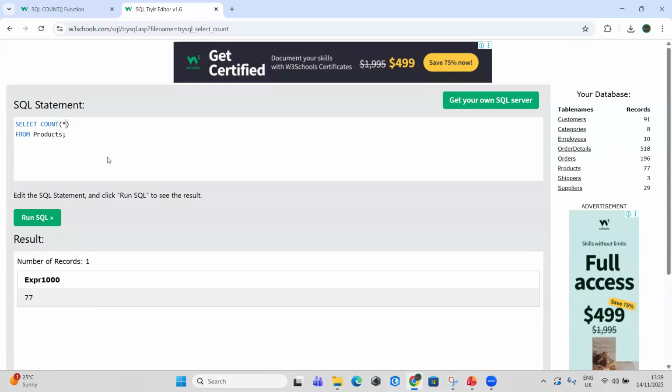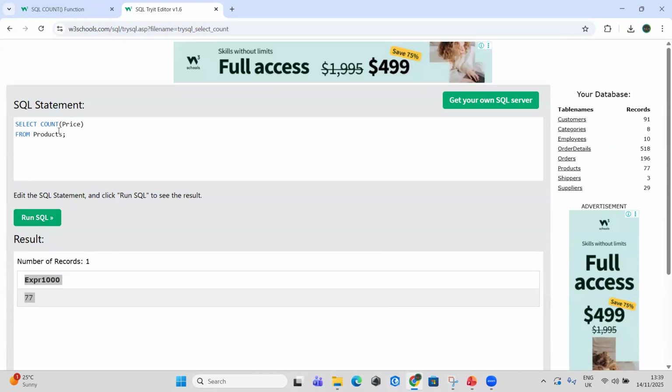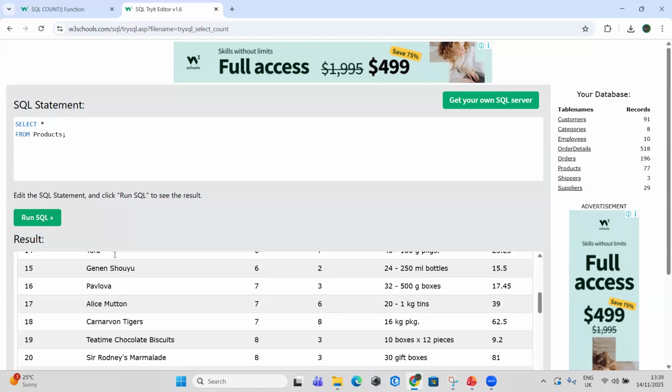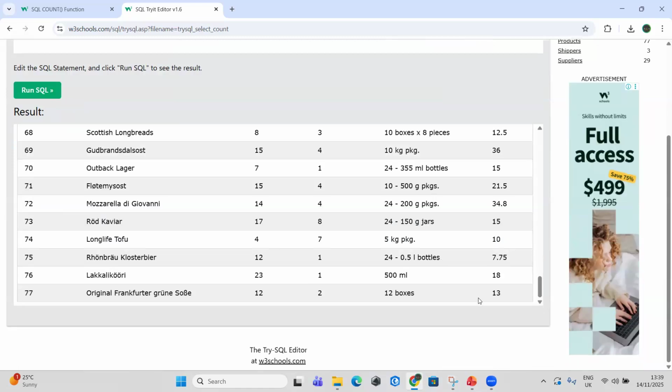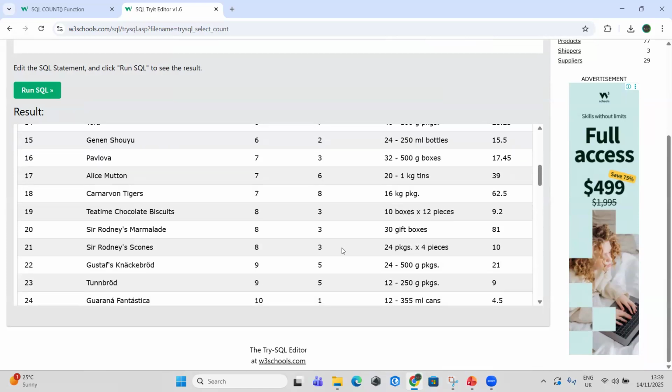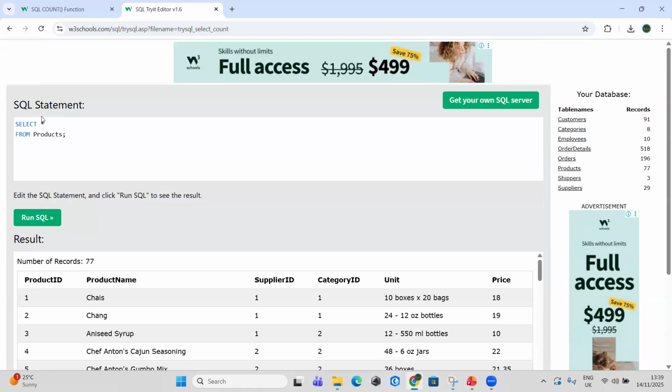But what if, instead of here, I write price? I think it will give the same, right? Because all of these columns have 77 IDs. Even if it has a null entry, it will show only 77. You put a count on star, you put a count on product name or anything.